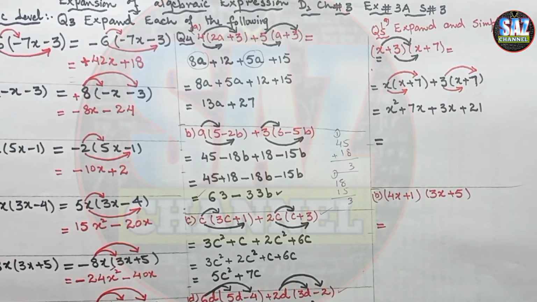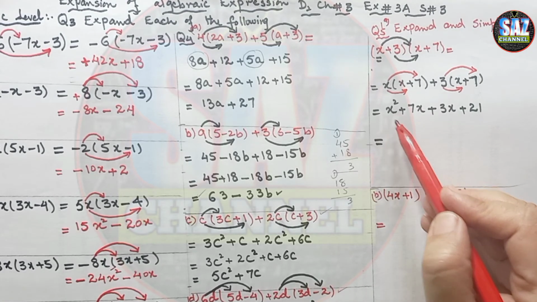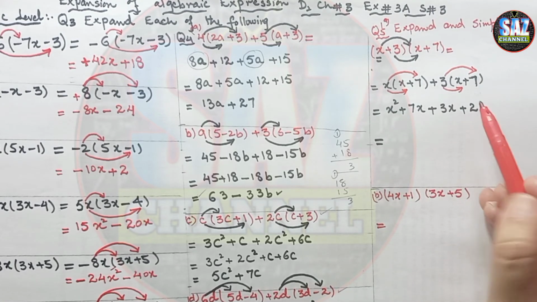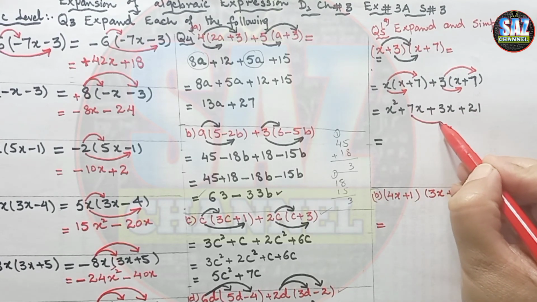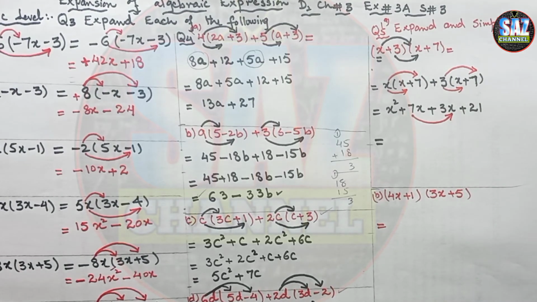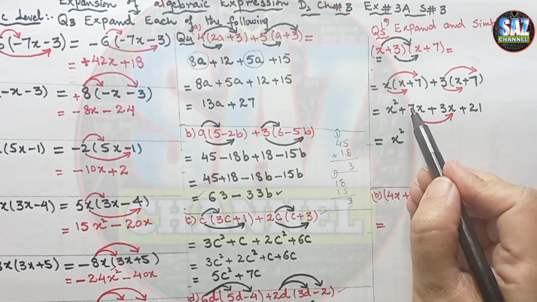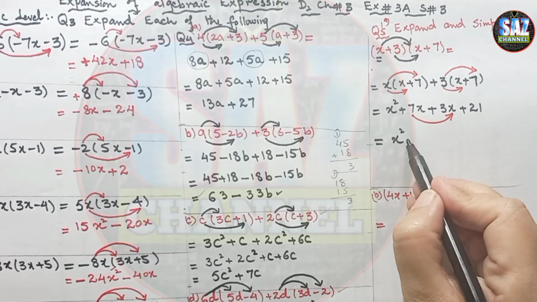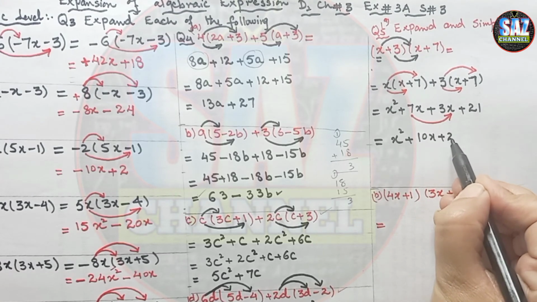Now I have to solve the like terms. I do not have any other term involving x square, or any constant other than this, but I have these two terms in the middle which are like terms, so I have to solve them carefully. Okay, so the question will take the form x square plus 7 plus 3, because they're like terms we can add them, 10x plus 21.